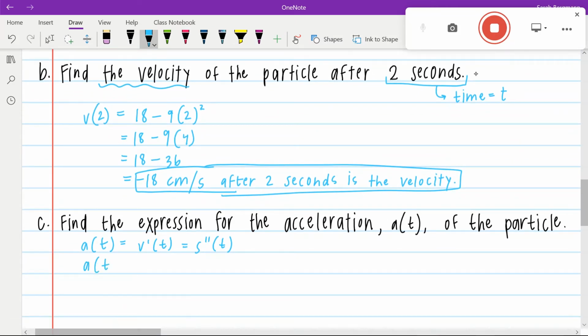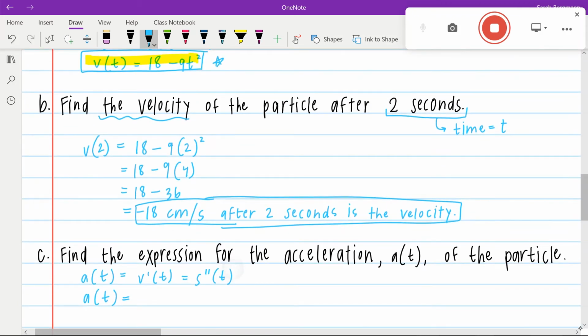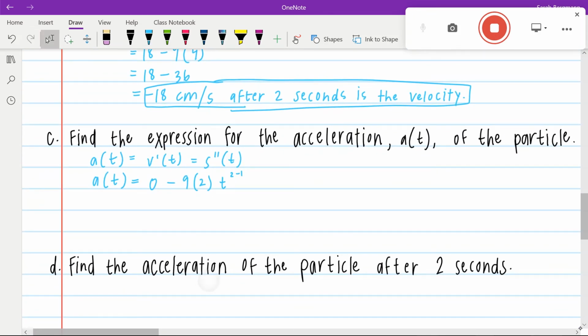So we know that a of t is equal to, now go term by term, the derivative of 18 is 0 since it's a constant. The derivative of 9t squared, we bring down the power, subtract 1 from the power. Now we just need to simplify. So the acceleration with respect to time is equal to negative 18 t to the first power. We don't really need to write the first power, so we can just say acceleration is equal to negative 18t for any time t.